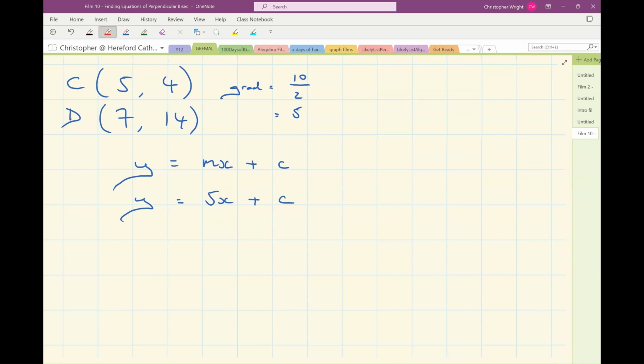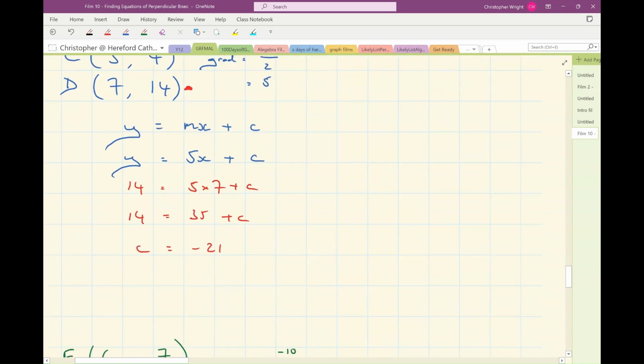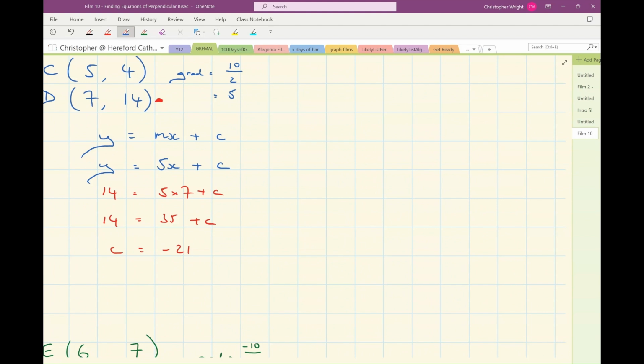Brilliant, we've used the gradient. Now we're going to use one of the points on the line. Let's use the point D this time. So the point D tells us that when x is 7, y is 14. So I can tell you that 14 must equal 5 sevens plus c. Well, 14 must be 35 plus c. So c must be 14 take away 35. So c is minus 21, in which case the equation of my line is y equals 5x minus 21.